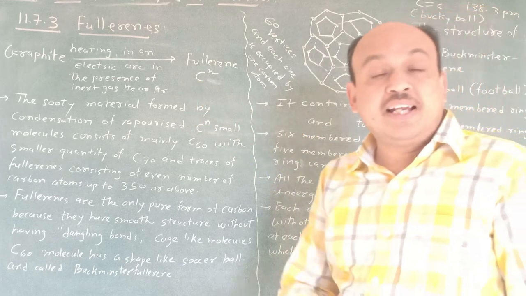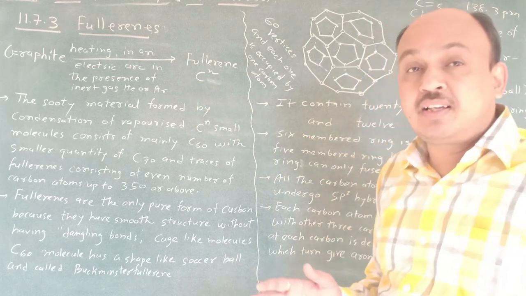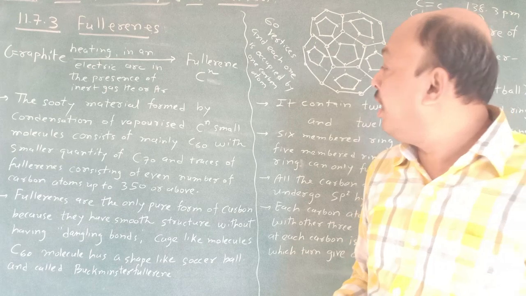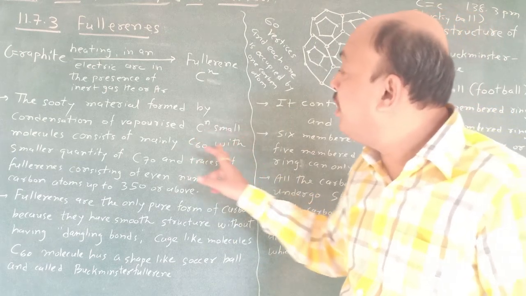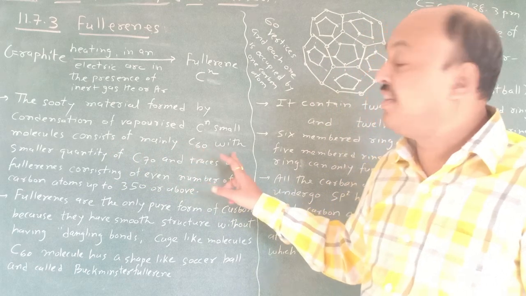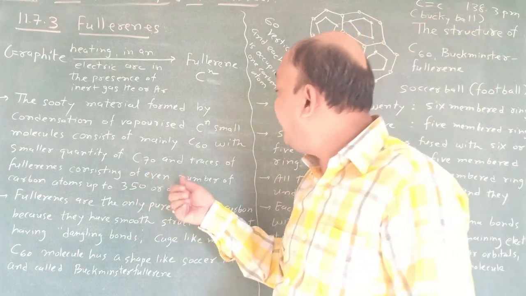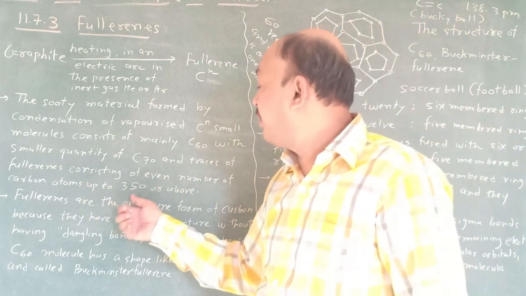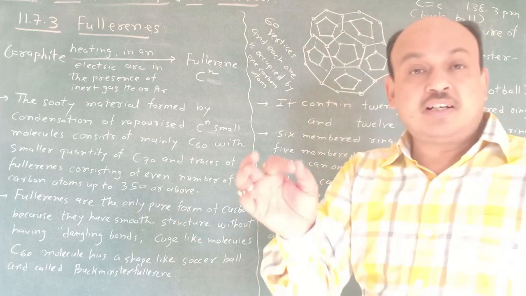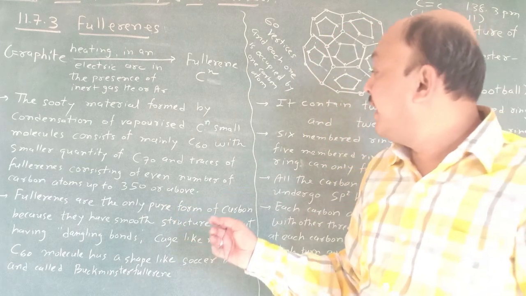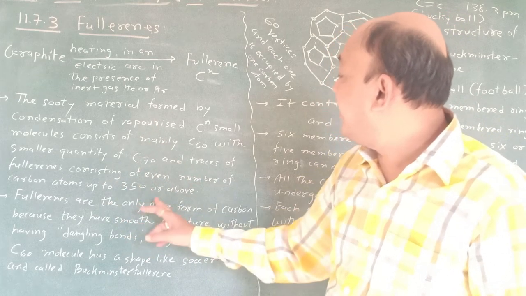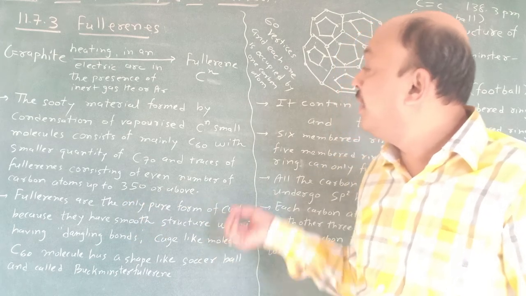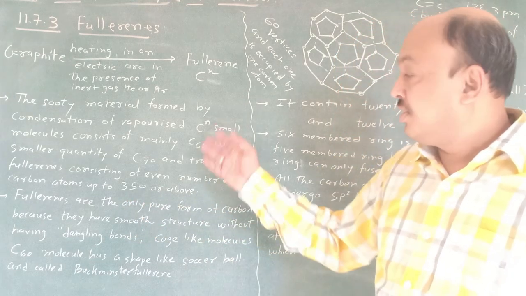The sooty material. Why is it a sooty material? Because fullerene is an aromatic substance. So remember this. The sooty material is formed by condensation of vaporized C and small molecules, consisting mainly of C60 with a small quantity of C70 and traces of fullerenes consisting of even numbers of carbon atoms up to 350 or above. C35 is not possible, just correct it. C70, C60 and C350. Correct it, so C350 or above. These types of allotropes are just observed.